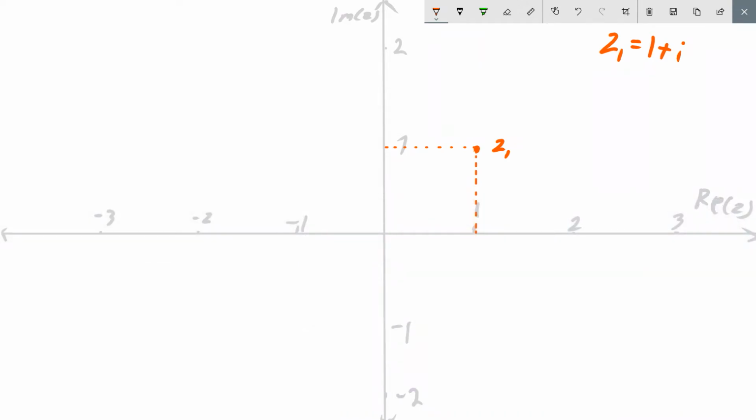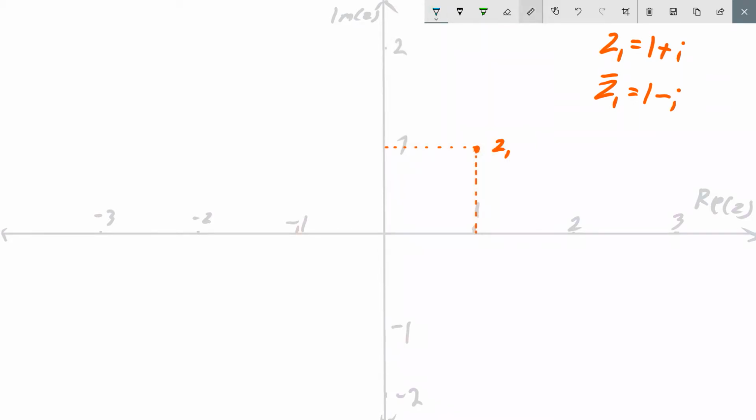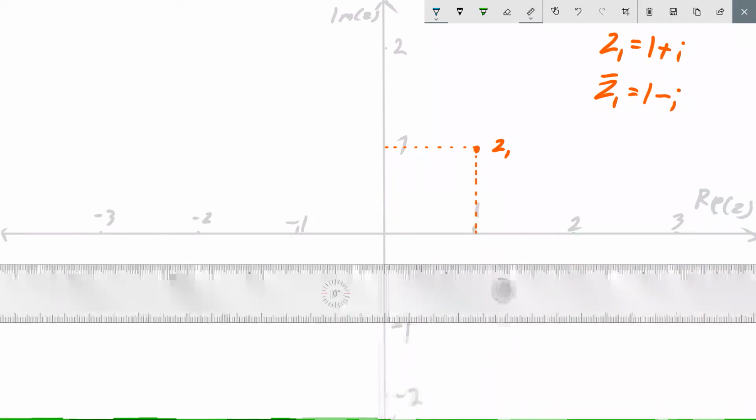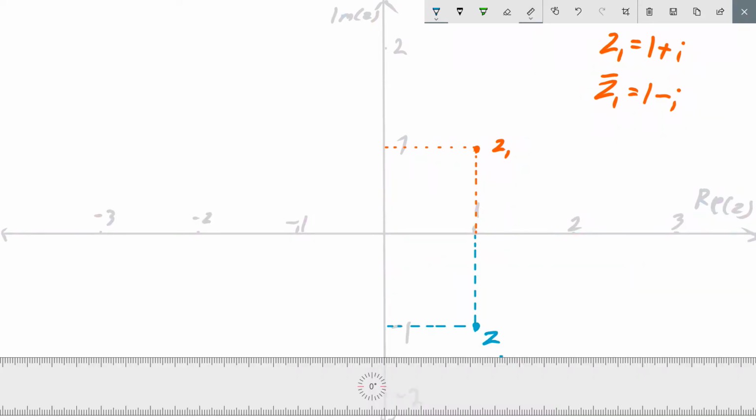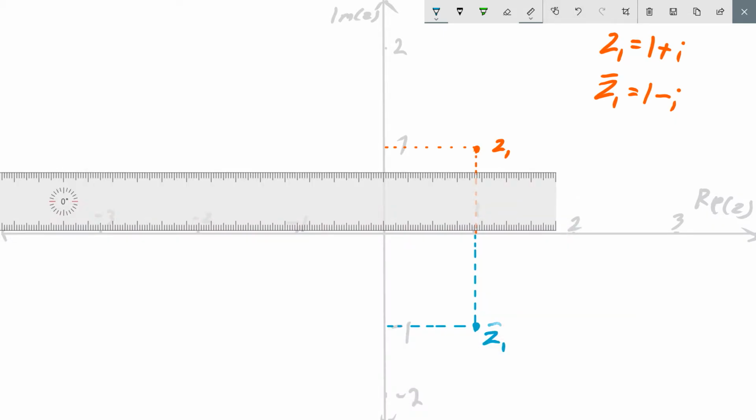So now I'm going to plot the conjugate of Z1, and I'm going to write down what that actually is. It's going to be 1 minus i. So in a different color, I'm going to draw in the conjugate. And here's Z1 conjugate.